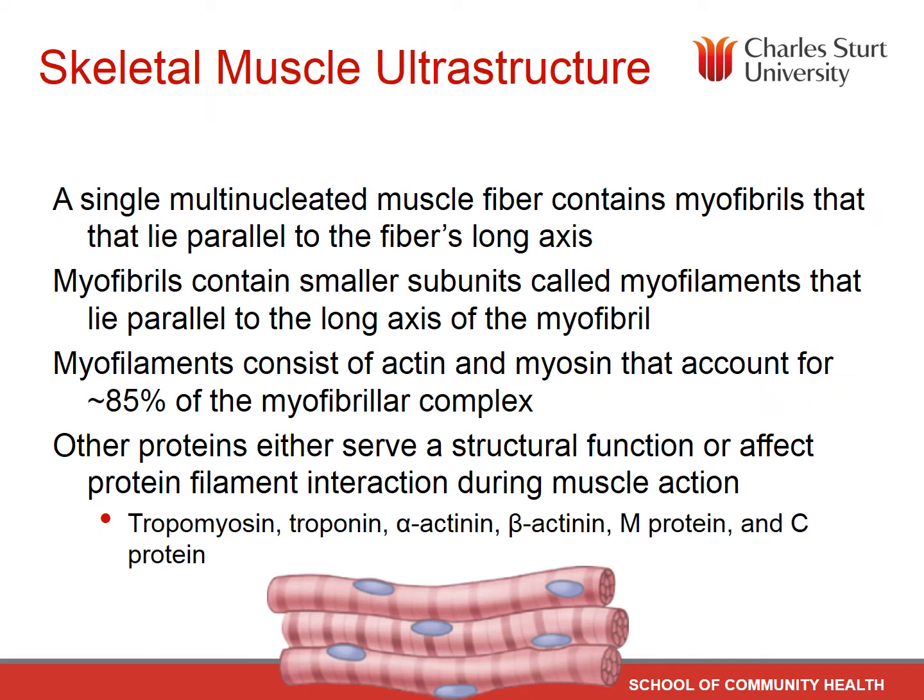Okay, now this next slide is skeletal muscle ultrastructure, or we could call that microstructure also. So a single multinucleated fiber contains myofibrils that lay parallel to the fiber's long axis. If we look at this diagrammatic image here of a skeletal muscle fiber, we can see it's multinucleated. This is only a section of a skeletal muscle fiber, and each of them have two nuclei in there, and we can imagine if this muscle fiber was longer, we'd see many more nuclei.